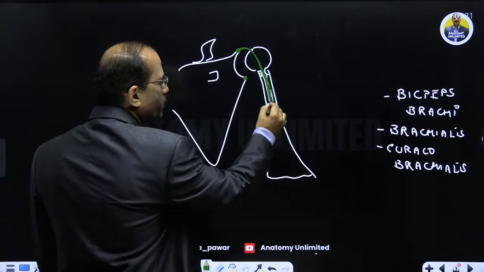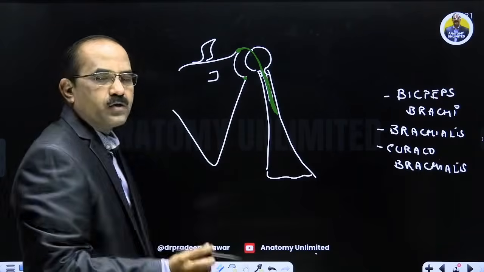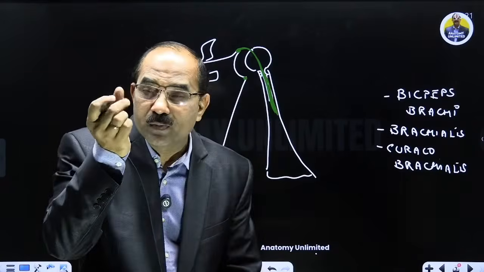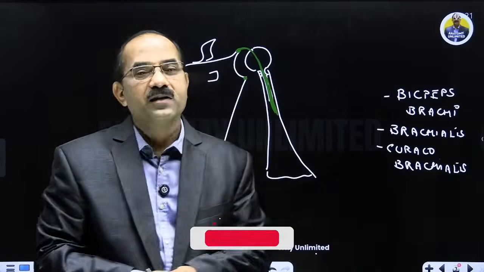देखो, it is going through the bicipital groove. समझ में आ रहा है? So long head of biceps is always tubular. ट्यूब के जैसा होता है, ट्यूब के. This is asked in vivas.